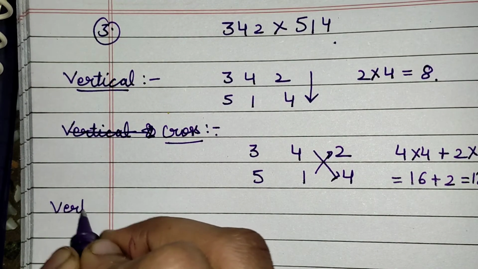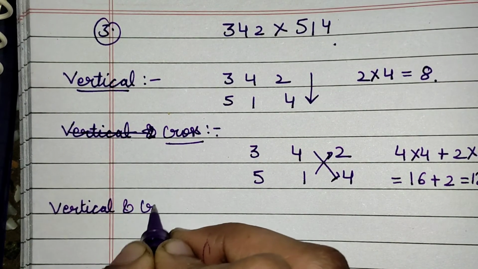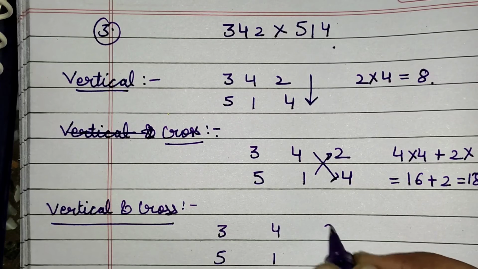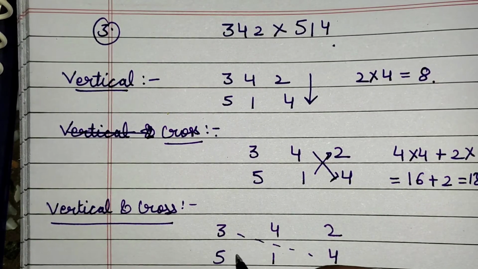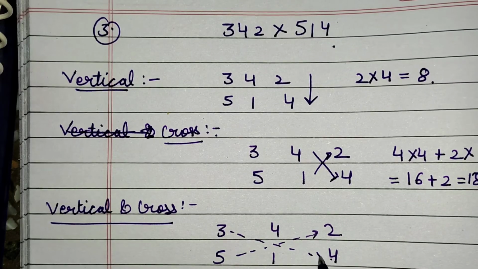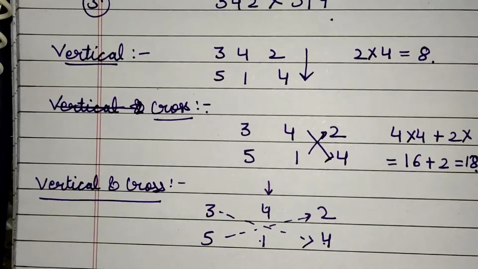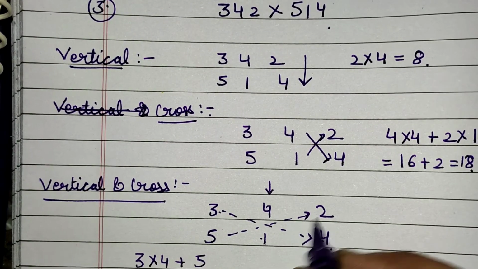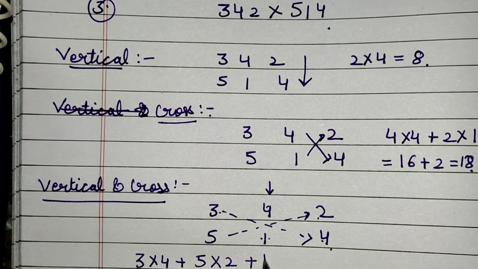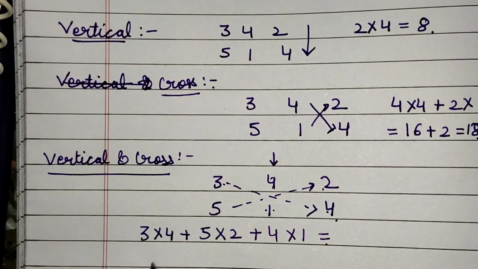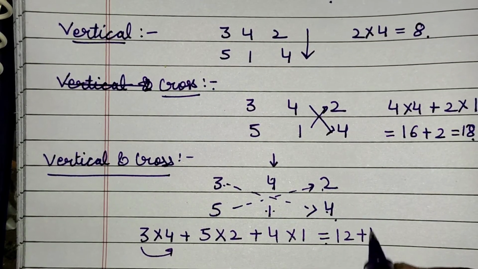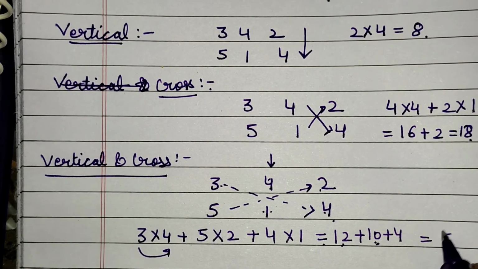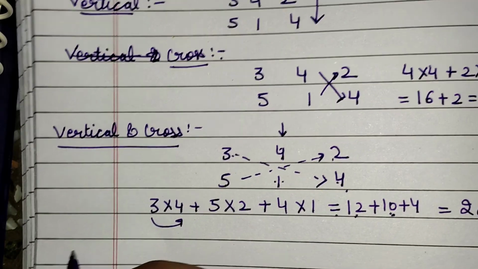Now I have to do vertical as well as cross multiplication. Okay, so vertical multiplication of the first and the third digit, cross multiplication of the first and the third digit, and vertical multiplication of the second digit, which will give me what? 3 into 4 plus 5 into 2 plus 4 into 1, which will give me 3 fours are 12, 12 plus 10 plus 4. 12 plus 10 is 22, 22 plus 4 will give me 26.